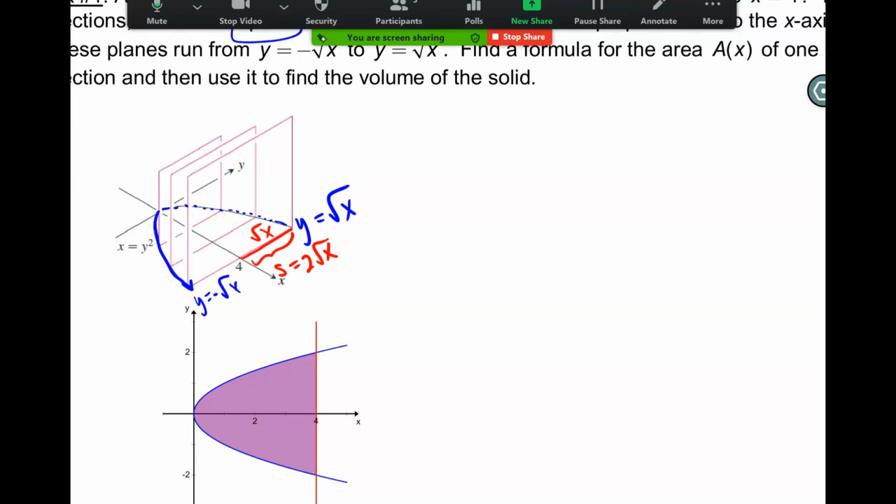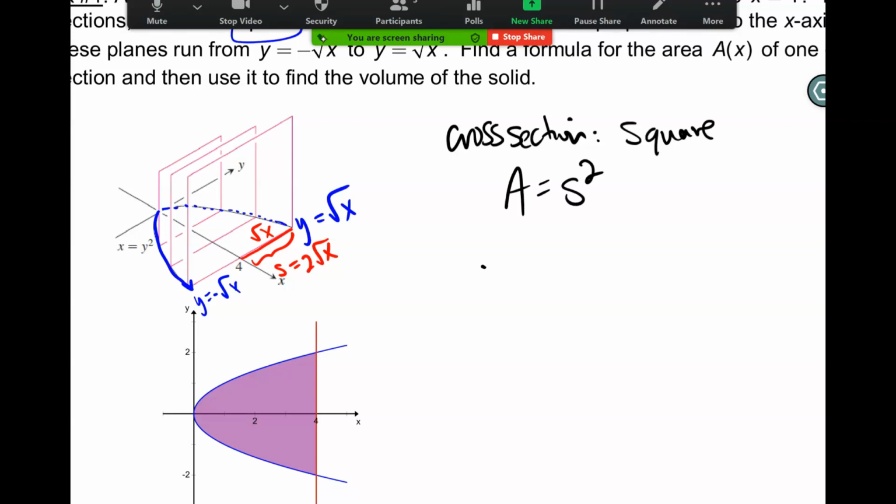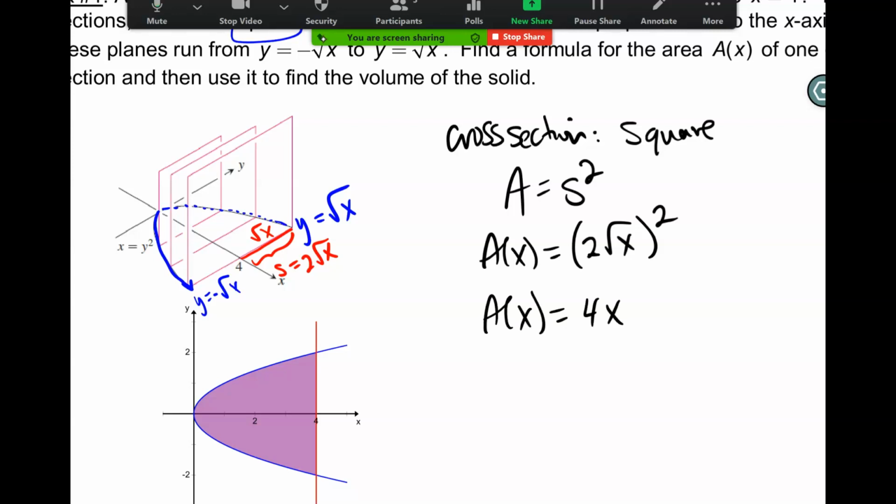Alright, so going back up, number 1, sketch a typical cross-section is sketched for us. Number 2, find a formula for A of x. So our cross-section is going to be a square. It told us that. So our area of a square is just side length squared. Well, A of x here, we know a side length is 2 root x. So if I square it, the area is going to be 4x. Right? 2 squared is 4. Root x squared is just going to be x.